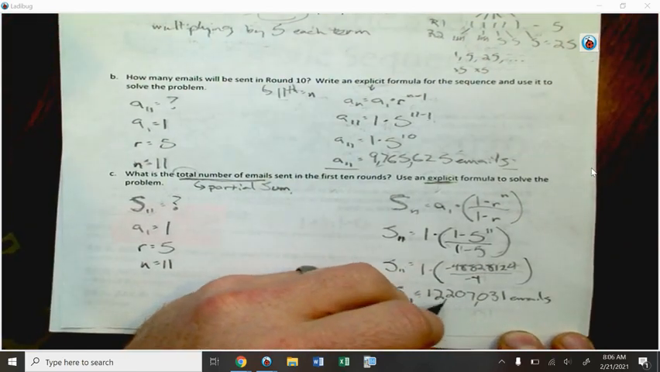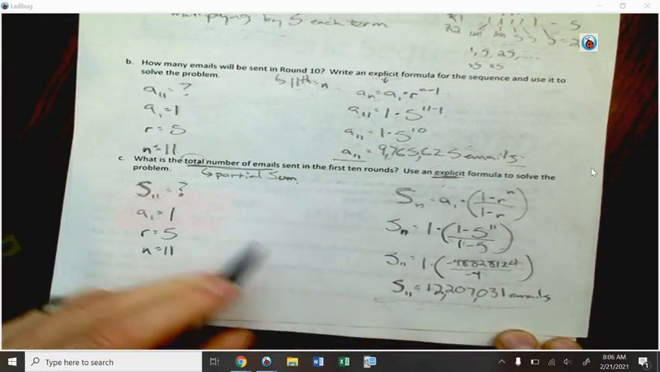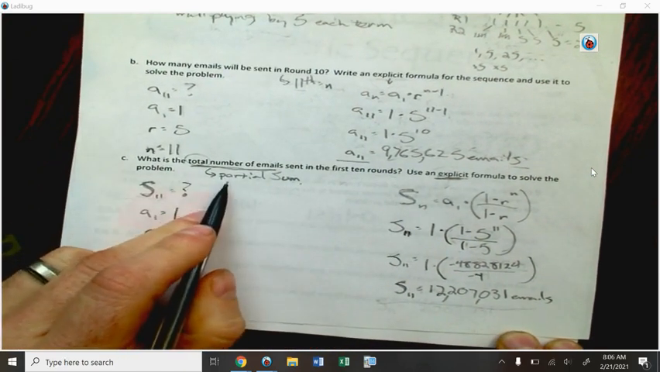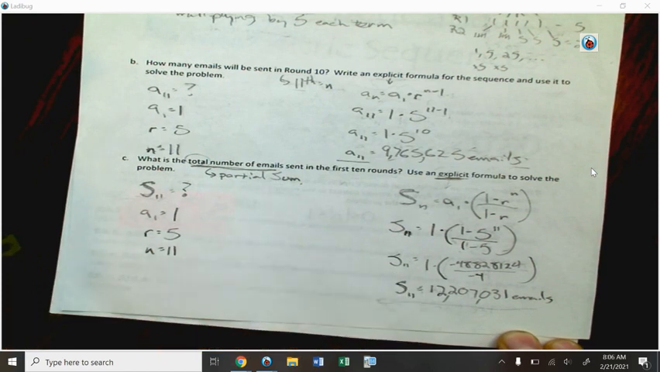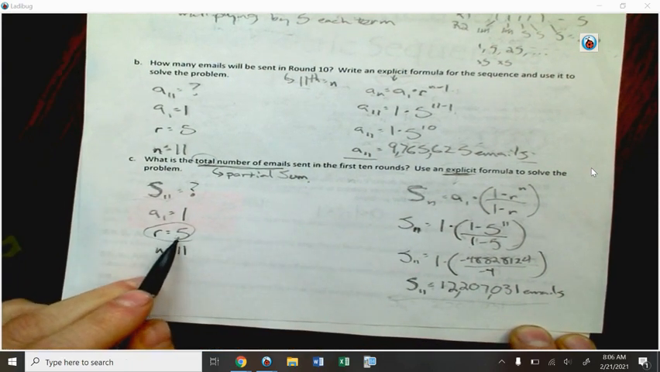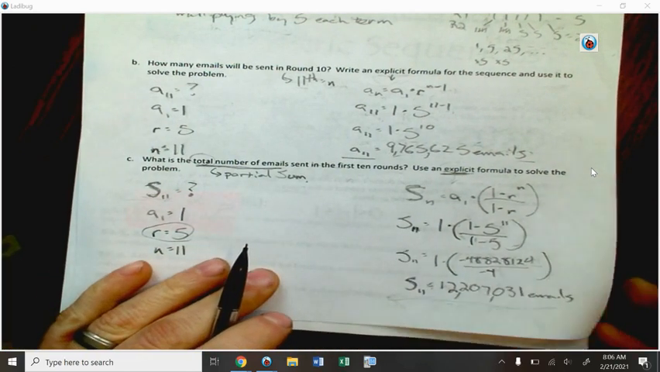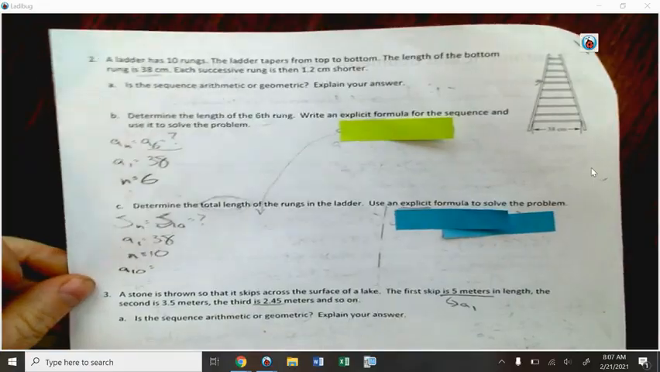And doing the comma, so 12,207,031 emails. And that's the total number of emails in this partial sum. I can't go to infinity, the main reason being that the ratio is bigger than 1. So we have to do the partial sum, not the infinity sum. Okay, going to the next step here. So hopefully I can make this around 10, 11 minutes.